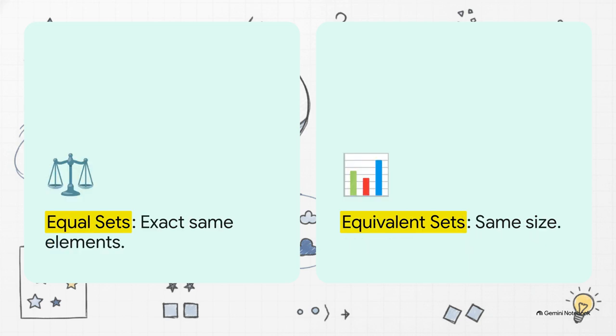Now, what's really interesting here is a massive trap that catches students all the time. It's the difference between equal and equivalent sets. Equal sets are exactly what they sound like. They have the exact same elements. 1, 2, 3 is perfectly equal to 3, 2, 1. Equivalent sets, however, only care about the size of the basket, not what's inside it. So a set of 1, 2, 3 has 3 elements. A set of dog, cat, goat also has 3 elements. Therefore, they are perfectly equivalent, even though their actual contents have absolutely nothing in common.